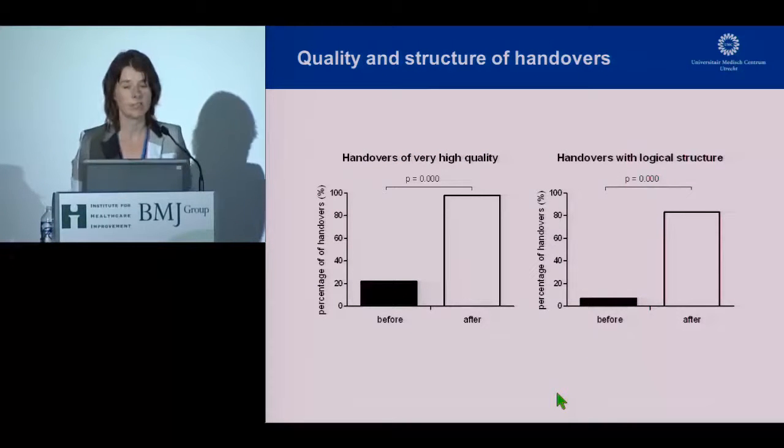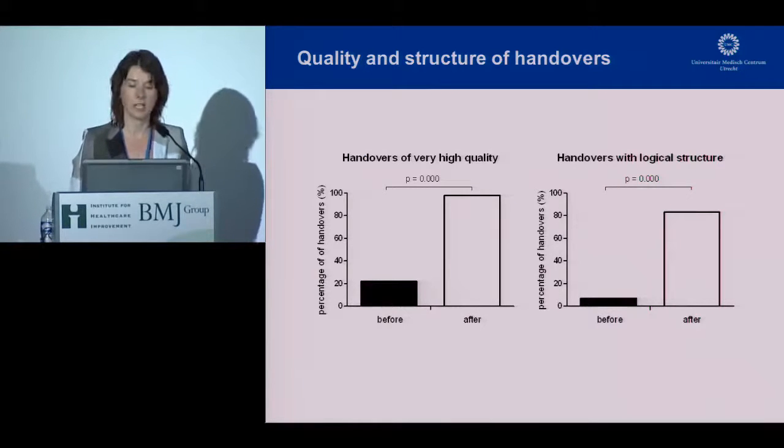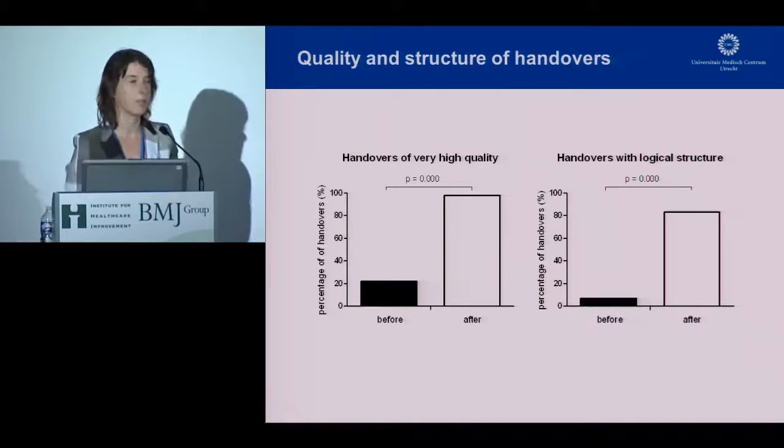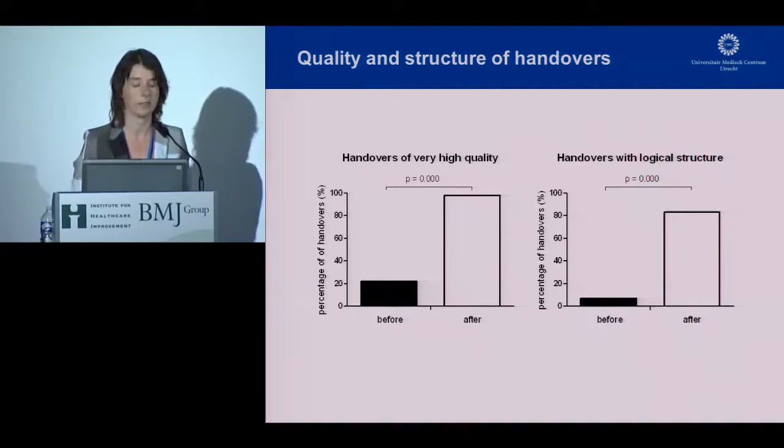Well, what were our results? First, I would like to show you the handovers being coded with a very high quality. And as you can see, the percentage of handovers with a very high quality increased enormously between before and after. And the same was seen for handovers with a logical structure. Also here there was a significant increase.